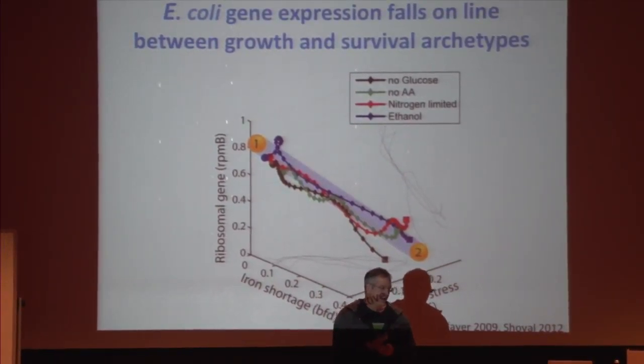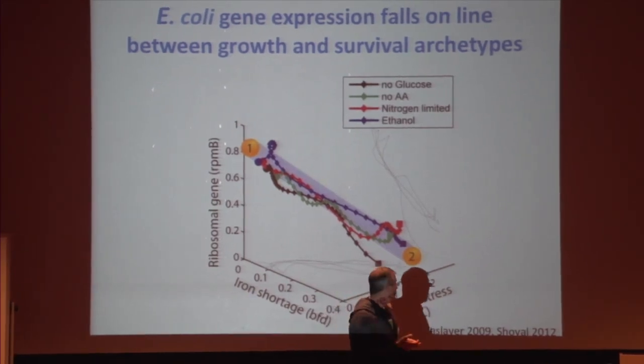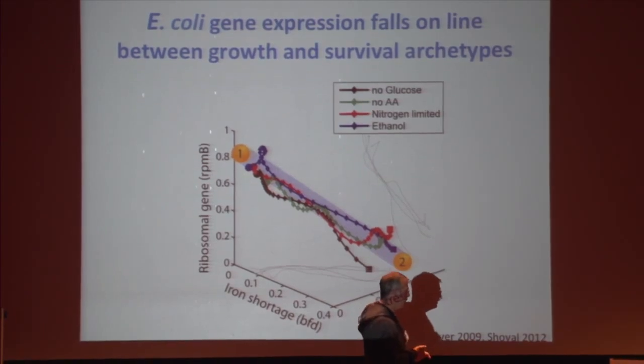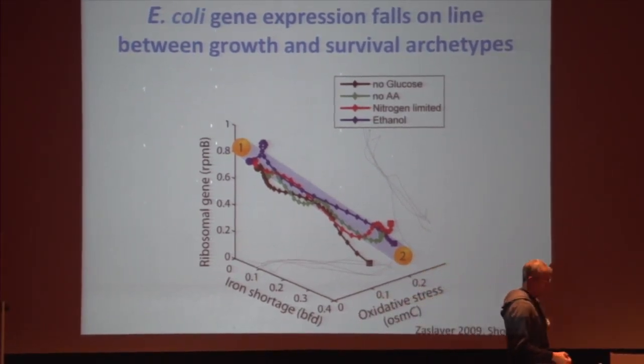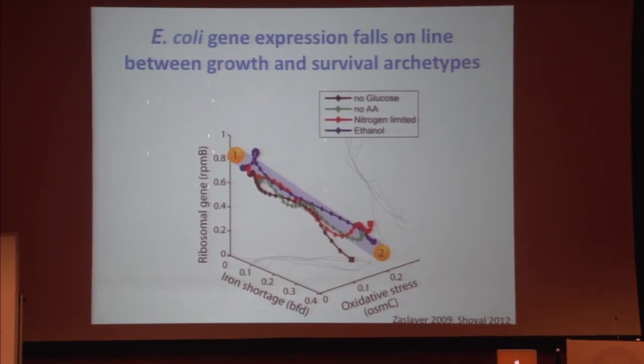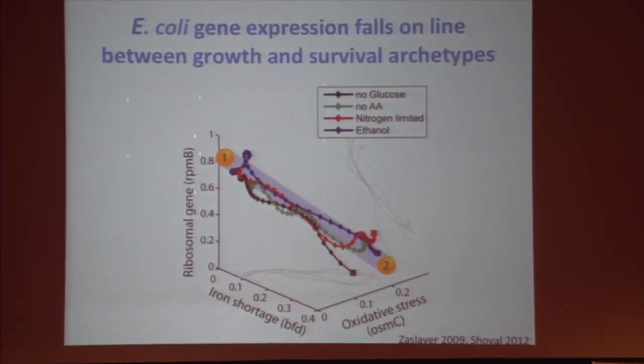I was just wondering if this behavior can also anticipate and preemptively change before the condition has developed. So the question is, does E. coli predict the future?